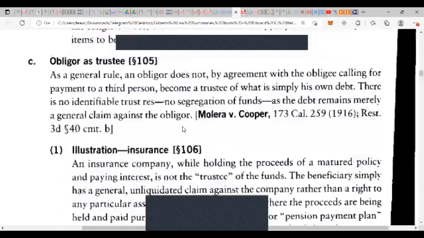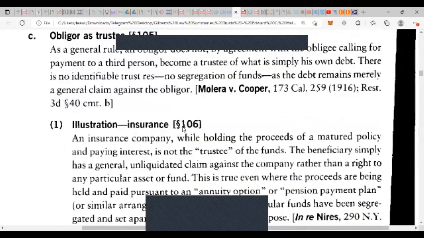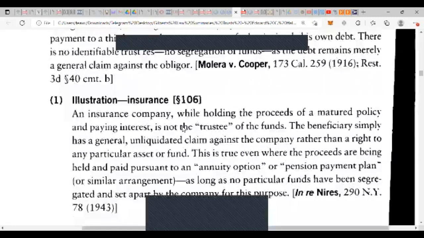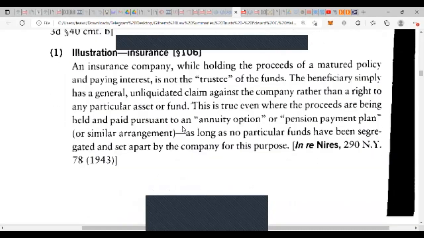Obligor as trustee, Section 105. As a general rule, an obligor does not, by agreement with the obligee calling for a payment to a third person, become a trustee of what is simply his own debt. There is no identifiable trust res, no segregation of funds, as the debt remains merely a general claim against the obligor. Malero versus Cooper, Restatement Third, Section 40 comment b, number 1. Illustration, insurance, 106.